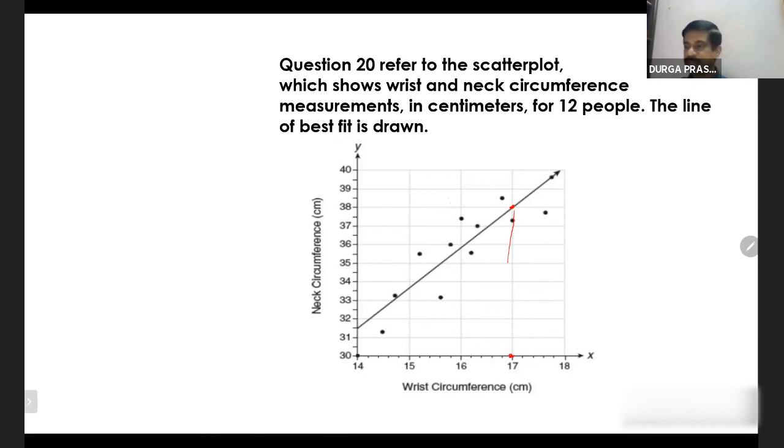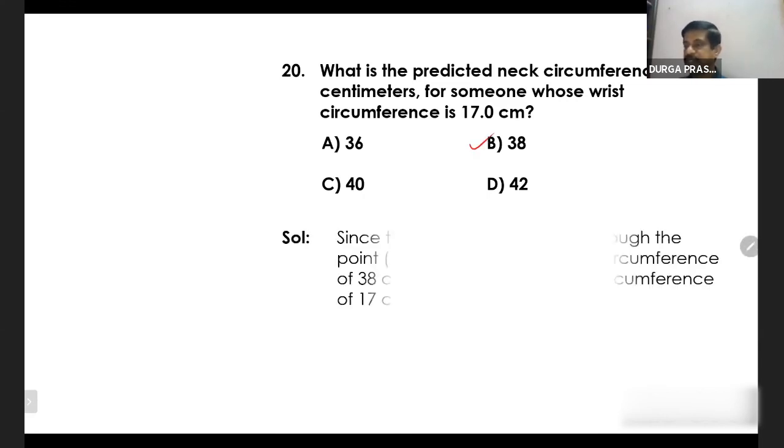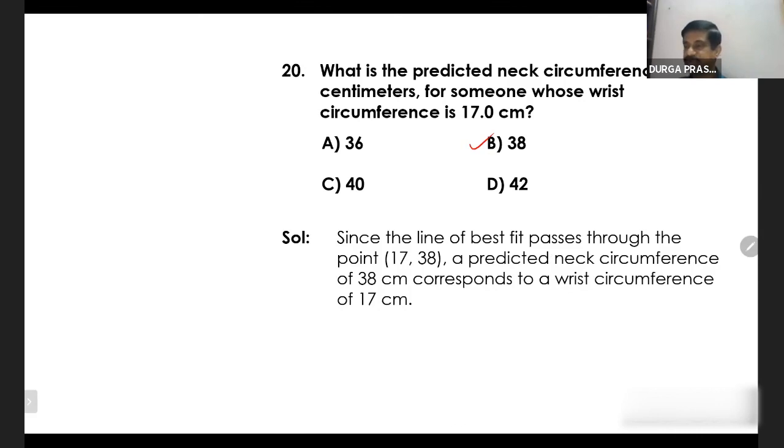Okay. So let us see. 38, we have option B. So there is no nearest value to confuse us. So very clearly at 17, it is option B. Okay. Please note it quickly.